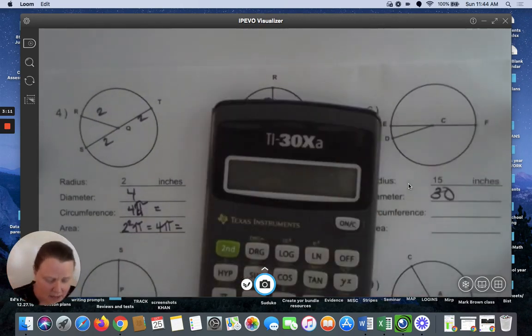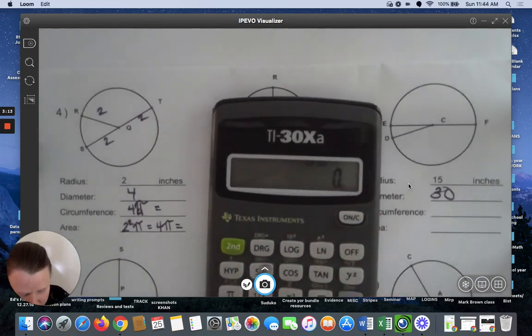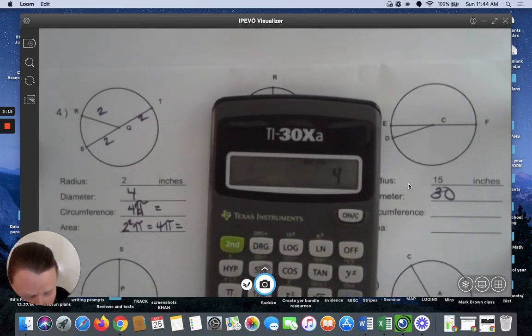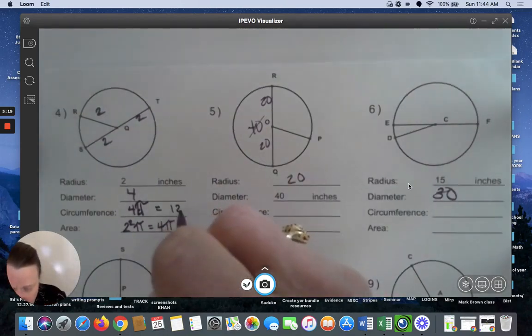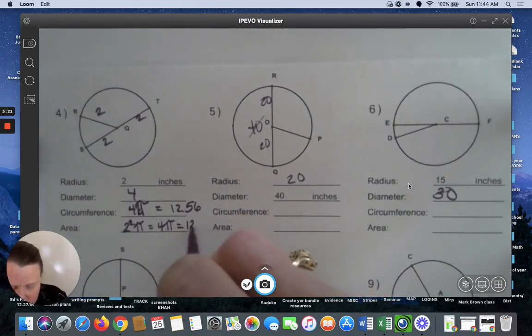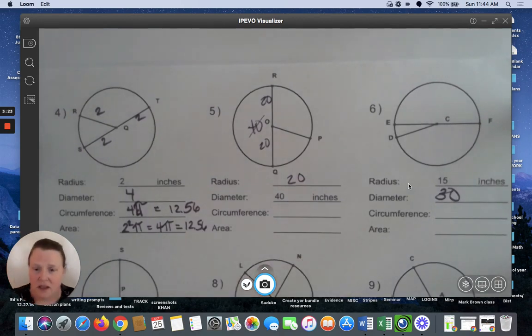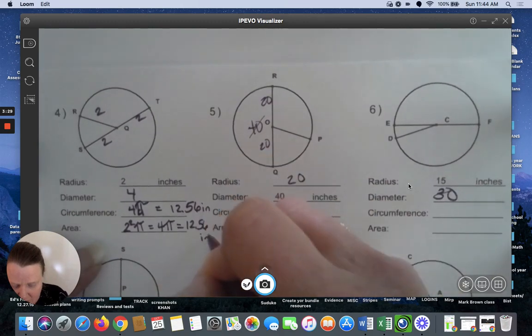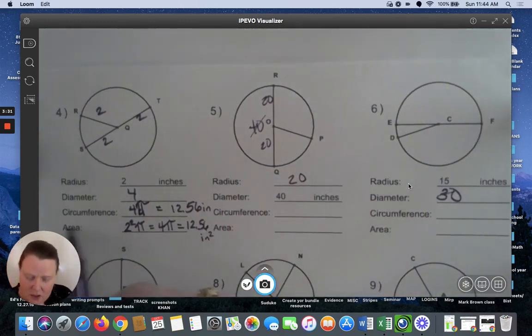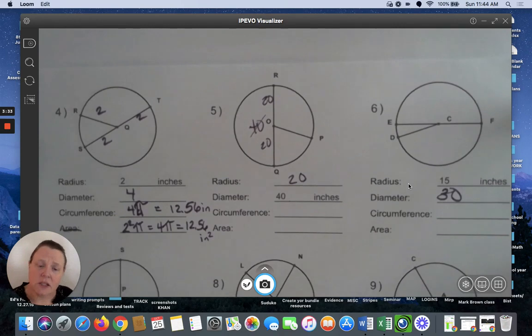So I would use my calculator, and I would type in 3.14 times 4, and I would end up with 12.56. People get confused on this one, and that's one of the reasons we use this one as our example, because clearly they look the same, and the only thing that's different in them are the labels. So this one is inches, and this one would be inches squared. Remember, the area is always to the second power. Okay, so let's try one more.